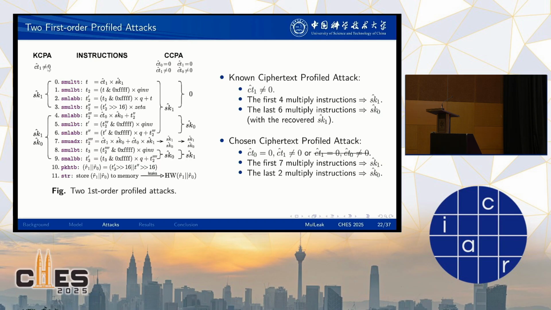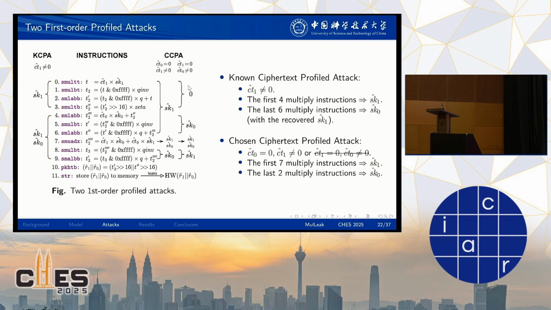Here, CT hat 1 is not 0. In the chosen-ciphertext profiled attack, CCPA, we can select the ciphertext. There are 2 cases: CT hat 1 equals 0, and CT hat 0 equals 0. But when CT hat 1 equals 0, we can see that the first 4 instructions cannot be employed. Thus, we discuss this case.